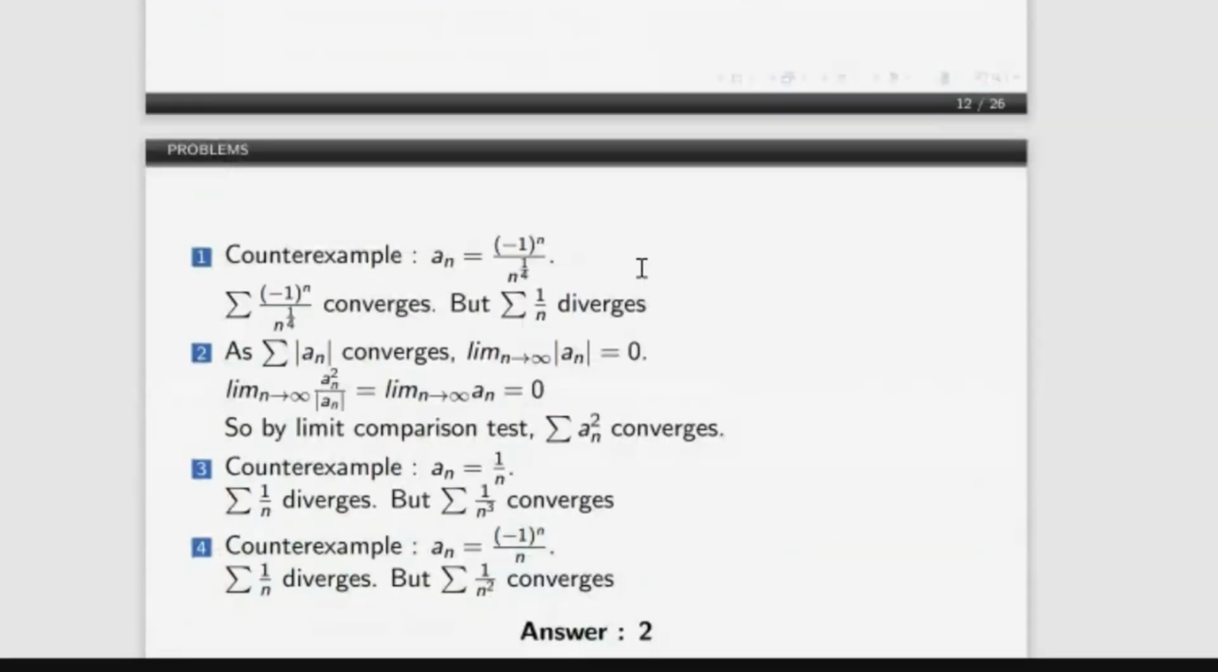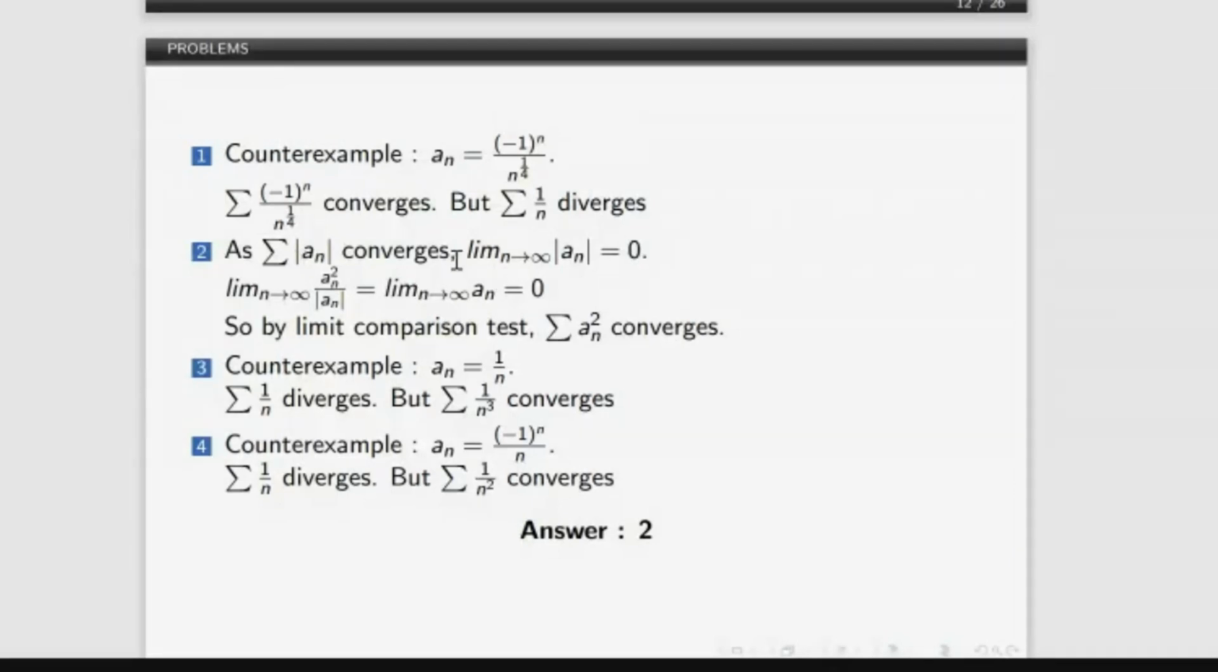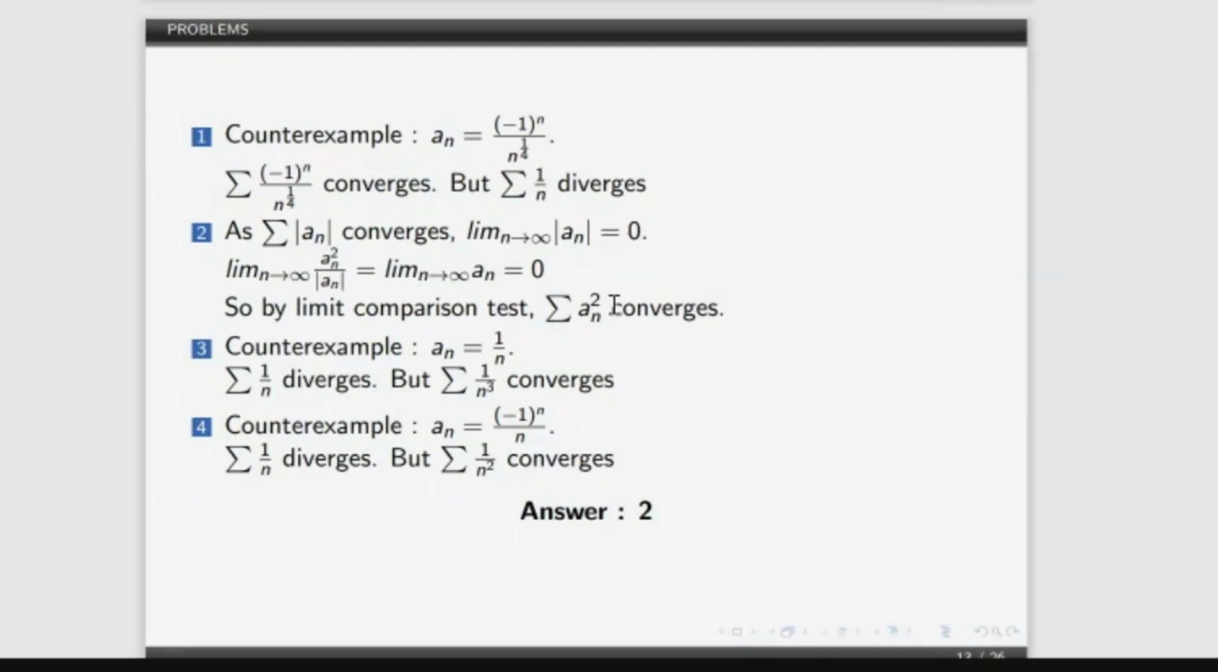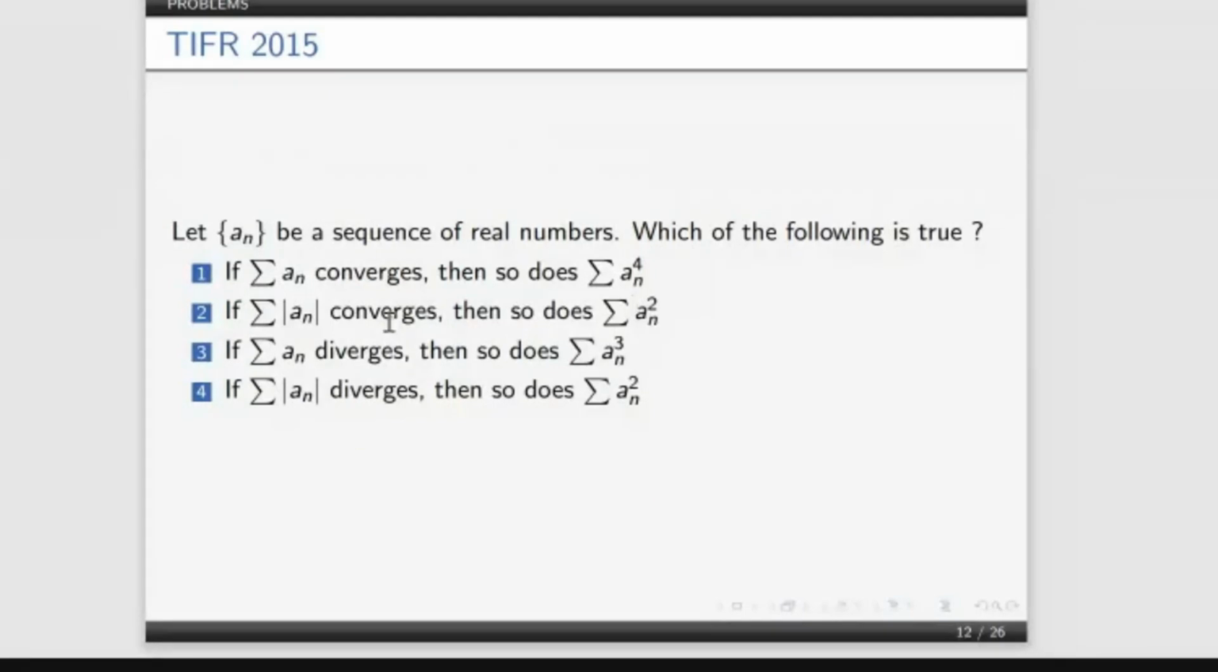So I am going to apply the limit comparison test to them. Along with that, I have the condition that limit n tends to infinity |a_n| is 0, because my series |a_n| converges. So I get limit n tends to infinity a_n^2 by |a_n|, which becomes limit n tends to infinity |a_n|, which is 0, right? By the limit comparison test, series a_n^2 is convergent in nature. So that option turns out to be true.